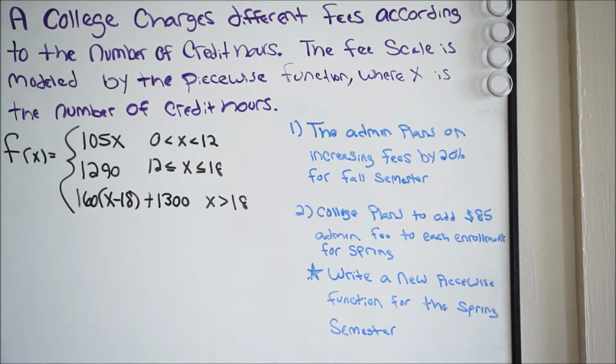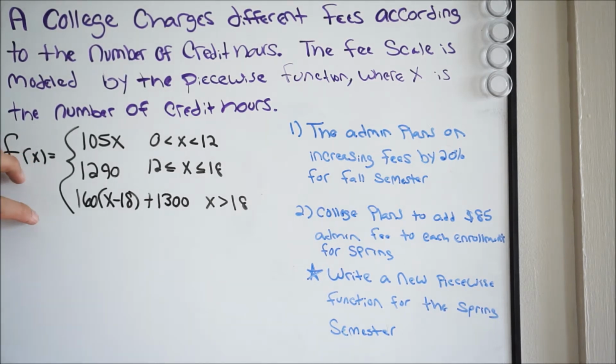Okay guys, here we have a word problem dealing with a piecewise function. So why don't we go ahead and read the problem and then we'll talk about how we're going to set it up. It says a college charges different fees according to the number of credit hours. The fee scale is modeled by the piecewise function where x is the number of credit hours. Okay, so here we have our piecewise function.